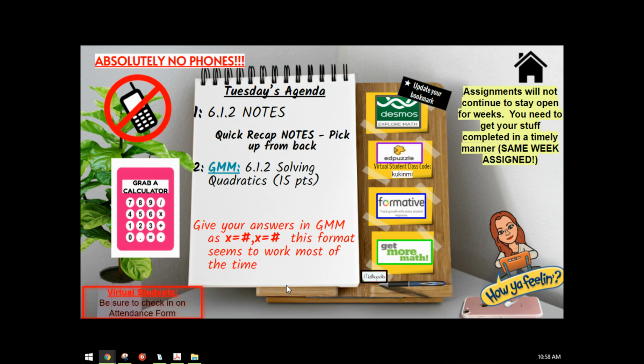So there are 15 problems that are just review of solving, so you can use all the different methods to solve them in Get More Math. You have Friday's assignment if it wasn't finished yet. You have yesterday's assignment if it wasn't finished yet. So you have plenty to work on for the rest of the class period. You have about 13 minutes or so, which is plenty of time to get some stuff done. Everybody should be working on something.